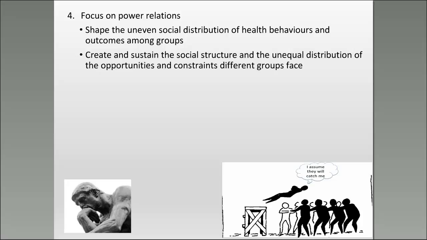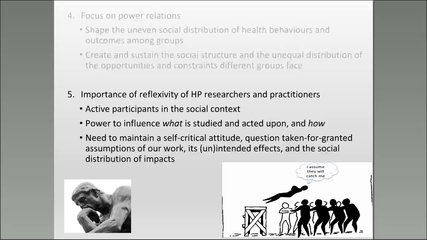A fourth characteristic is that central to the collective lifestyles approach is a focus on power relations. So it recognizes that power relations shape the social distribution of health behaviors and outcomes among groups, and that it also creates the social structure that sustains these behaviors in the first place, and that sustains the inequitable distribution of opportunities and constraints that different groups face in adopting and maintaining the behaviors that we're interested in.